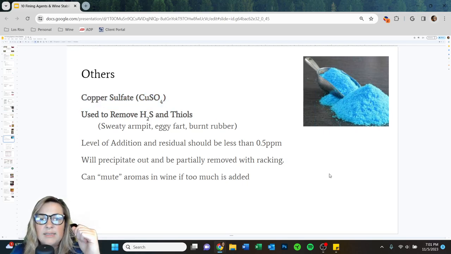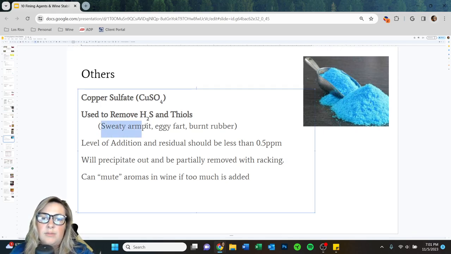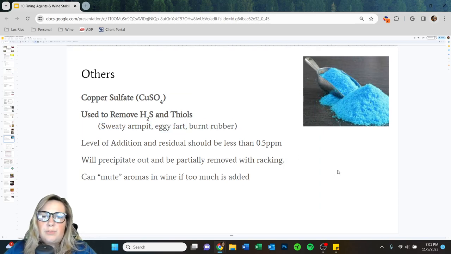Okay, another really common fining agent is copper sulfate. This is what we used in class. It helps to remove hydrogen sulfide and thiols. We talked about those horrible smells that it produces. What ultimately produces these compounds in wines are stressed fermentations or a lack of nutrients. During a fermentation, if there's a lack of nutrients, the yeast will actually go cannibalistic and start to consume each other. At this point, they're consuming amino acids, and some of these amino acids have sulfur end groups. Once that sulfur end group gets cleaved from the amino acid, it combines with hydrogen to produce hydrogen sulfide.